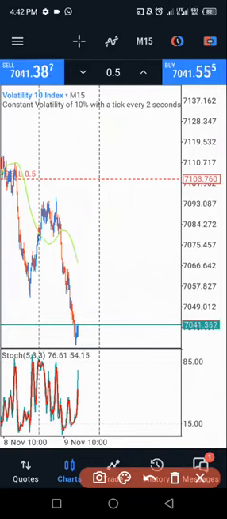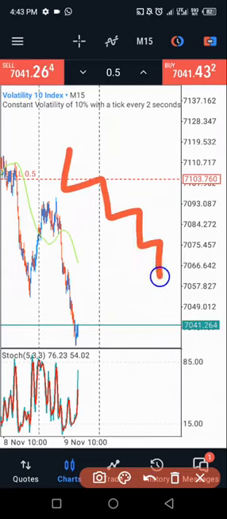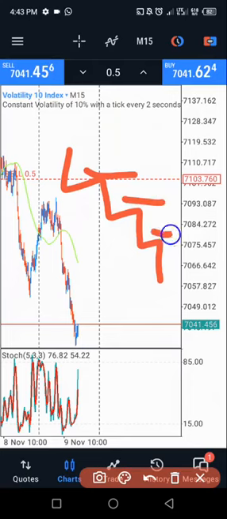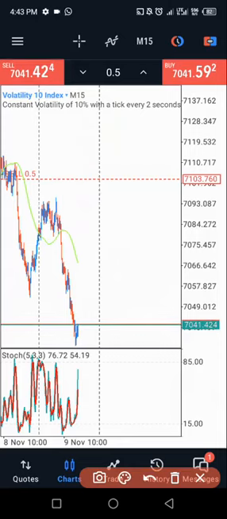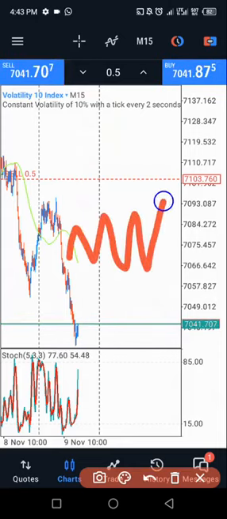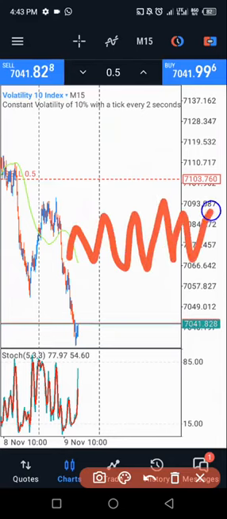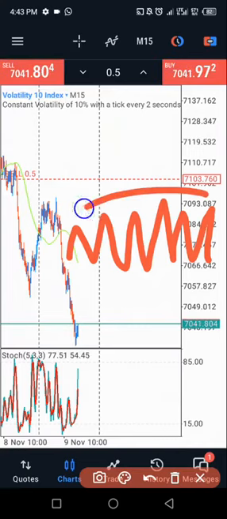Then the second way market moves is by moving downward, thereby creating lower highs and lower lows. Alright, so that's the second way the market moves. Then the third way the market moves is in a ranging or consolidating market. In other words, market is neither moving upward or downwards. Alright, so market is moving sideways.